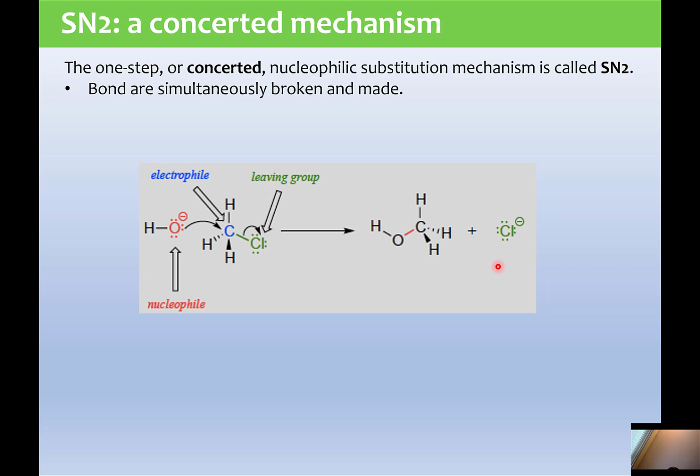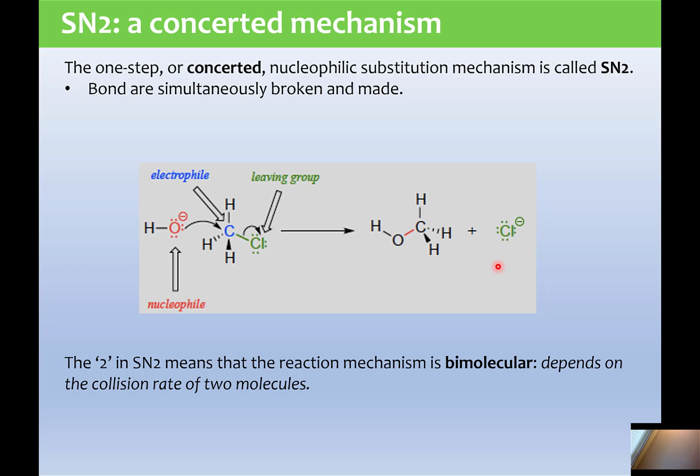Also a good thing to notice: if I want to get more products here, I need to increase this and also that, right?